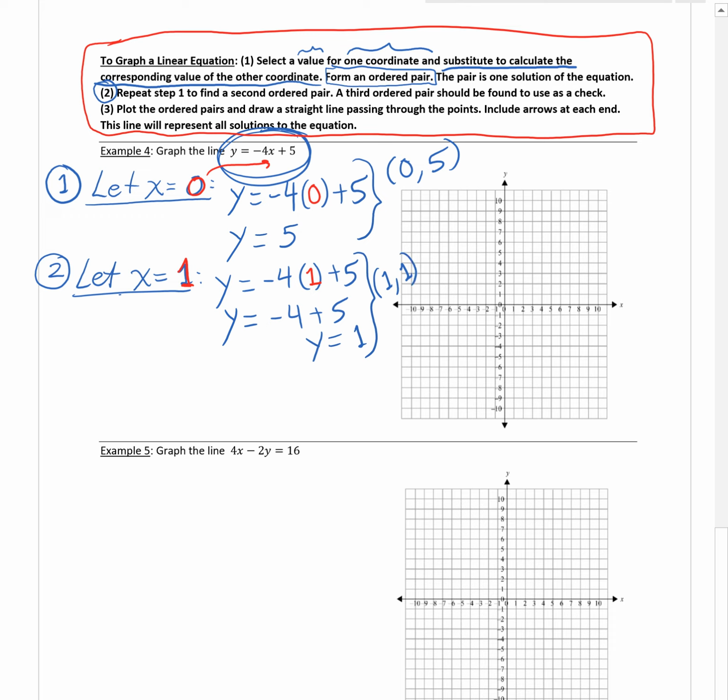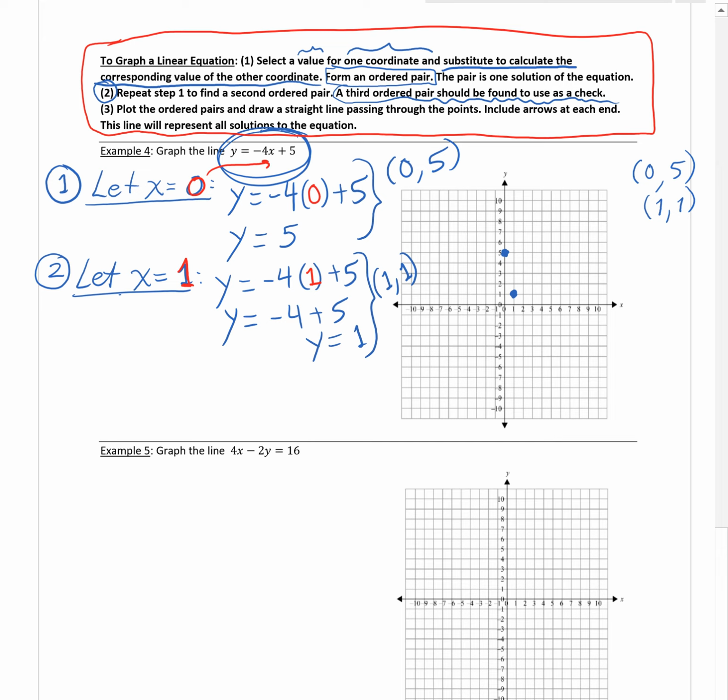Okay. Sounds good. And then, let's see. We have 2 points, but notice in the directions they say a third ordered pair should be found to use as a check. So just so you know, you technically only need 2 points to graph a line. Let's say I plotted the points that I found so far. 0, 5, that's going to be up here, because for 0, I don't go left or right, but for 5, I go up 5. The other point I found was 1, 1. Where's that guy? Here. 1 on the x-axis, 1 on the y-axis.